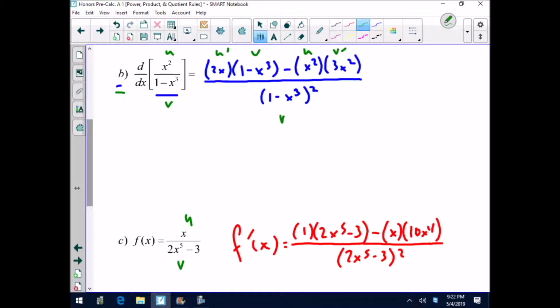For our second function, we've got our derivative of x divided by 2x to the fifth minus 3 as our u prime of 1 times our v of 2x to the fifth minus 3 minus our u v prime of x times 10x to the fourth divided by our v squared of 2x to the fifth minus 3 squared.